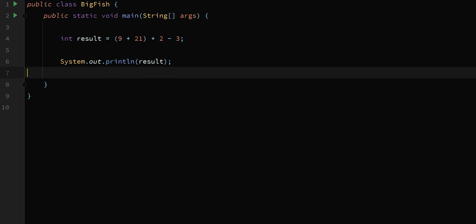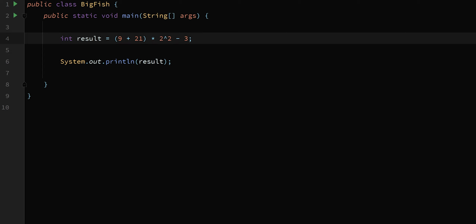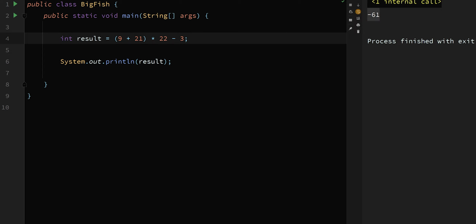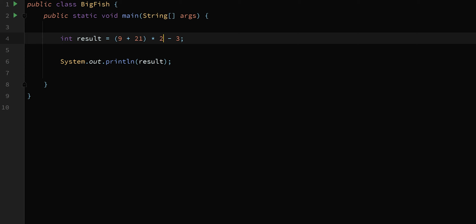It's not going to square it like we expect, right? It does something, we get negative 61. So I'm not going to explain what the caret does, but it's not a way to square things or do exponents. There's actually a math method that gives us our exponents.